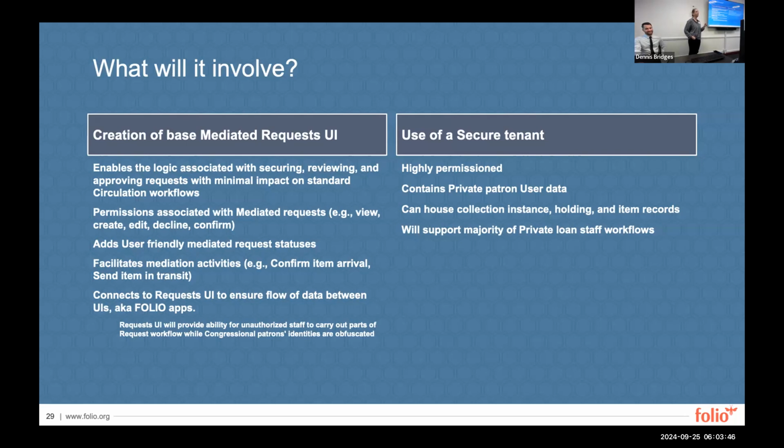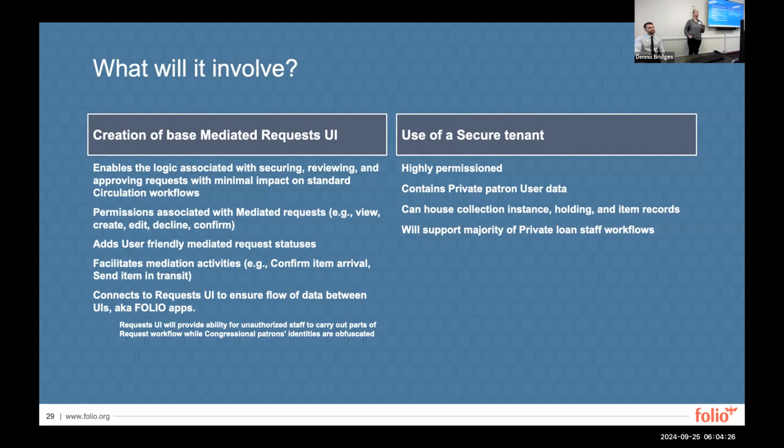Just a brief note, and I think we may be able to think of ways to use this, even though those of us in the room are not the Library of Congress. There will be a secure tenant that the Library of Congress will begin to use in this ECS environment. This secure tenant, it will be highly permissioned. Only certain staff members at the Library of Congress will be able to use this particular tenant. It will have most of the apps or UIs that are needed in order for this special group of circulation staff members at the Library of Congress to actually see private user data.